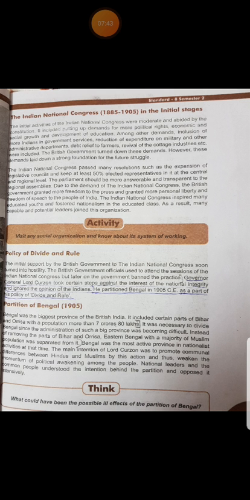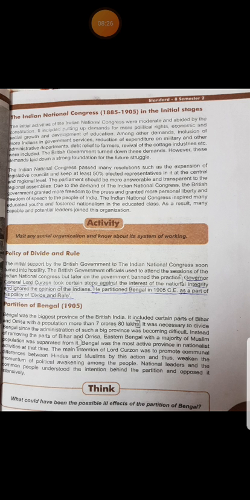Then what reason did Lord Curzon give for dividing Bengal? He said that Bengal was the biggest province, a very big state, and it included certain parts of Bihar and Orissa with a population of more than 7 crores 80 lakhs. It was necessary to divide Bengal since the administration of such a big province was becoming difficult. Instead of removing the parts of Bihar and Orissa, Eastern Bengal, with a majority of Muslim population, was separated from it.